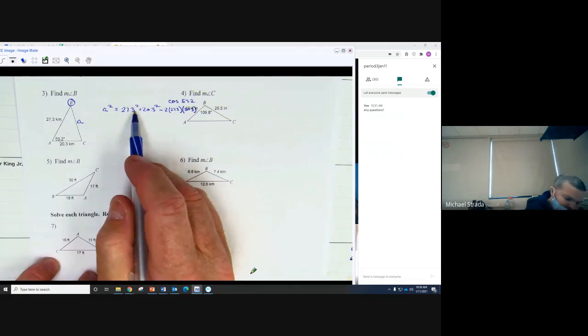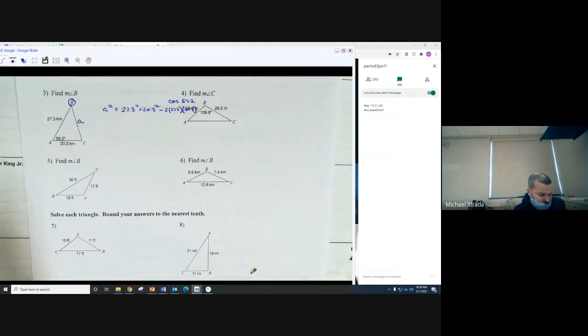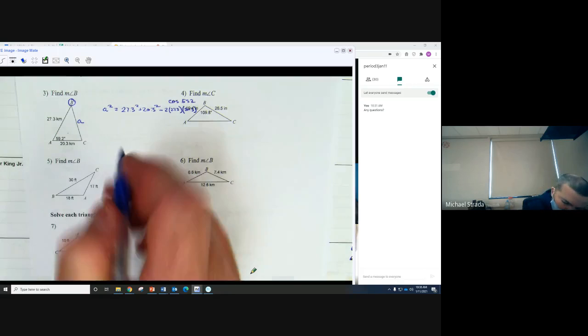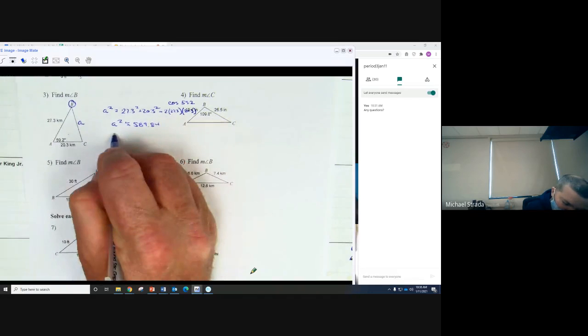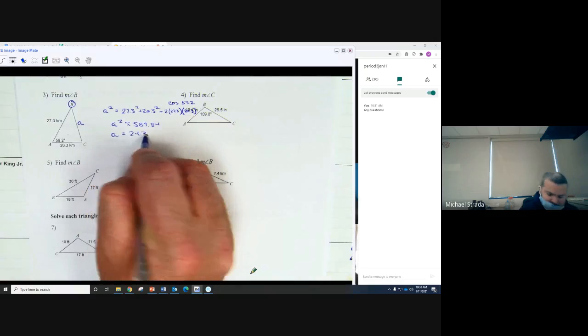When I do this math, 27.3 squared plus 20.3 squared minus 2 times 27.3, 20.3 cosine 59.2, a squared is approximately 589.84, making little a 24.3.